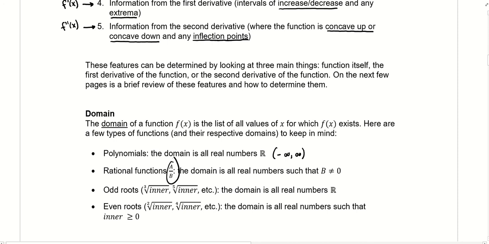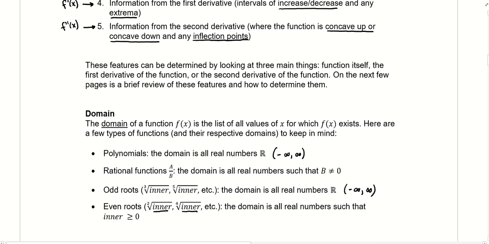Rational functions, if we have something of the form a over b, the domain is everything that makes the denominator not equal to 0. So if there's anything that makes that denominator 0, that's not in the domain. That's not where the function is defined. If we're taking the odd roots of functions, like the cube root or the 5th root or the 11th root, they also have the domain of all real numbers. And even roots, like the square root of something or the 4th root of something, the domain is all real numbers such that that inner function is greater than or equal to 0.